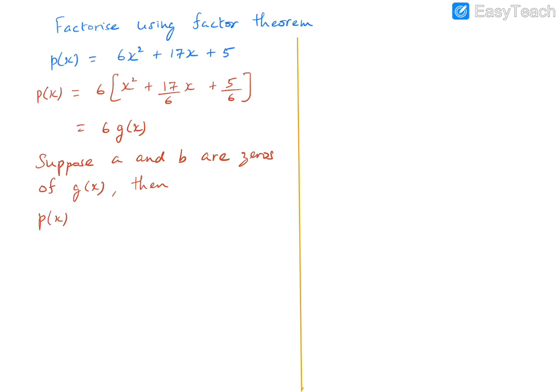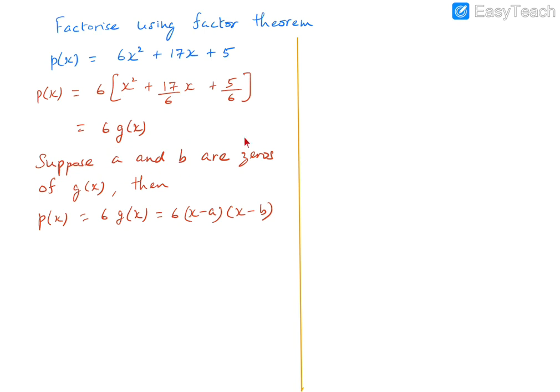Then we can write the p of x as 6 times g of x, which is 6 times x minus a, because a is a zero of the polynomial g of x. Therefore x minus a is a factor of the polynomial g of x. Similarly, if we have b as a zero of the polynomial, then x minus b will also be a factor, so we can write into x minus b. So we can write this in this form, 6 into x minus a into x minus b. So the question now is, how do we find the values of a and b?